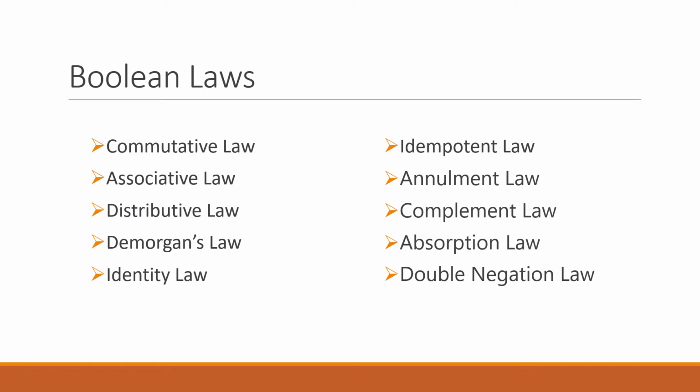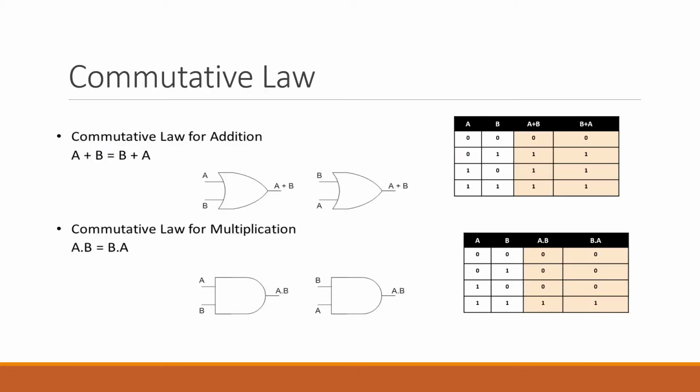The laws of Boolean algebra are commutative law, associative law, distributive law, De Morgan's law, identity law, idempotent law, annulment law, complement law, absorption law, and double negation law.